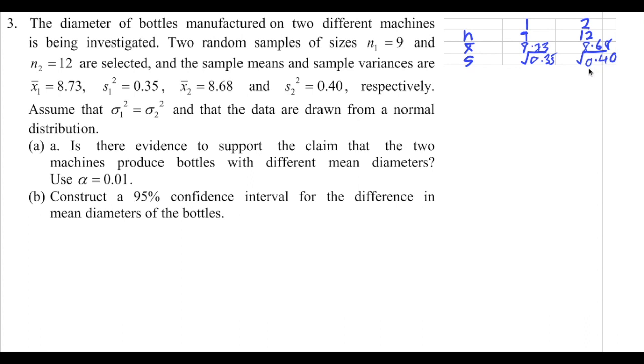So for question A, you are asked to find an evidence to support the claim that the two machines produce bottle with different mean diameters. So this would be hypothesis testing. Different would go to the alternative. Mu1 minus mu2 not equals to 0. It's definitely the null hypothesis is equals to 0.